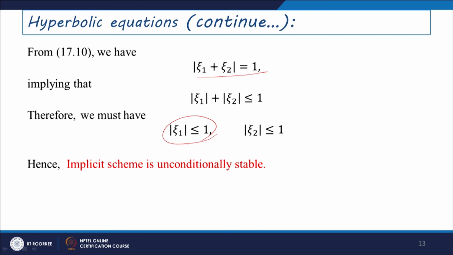Hence, the scheme is unconditionally stable, and especially we can say that the implicit scheme is unconditionally stable for hyperbolic equations.